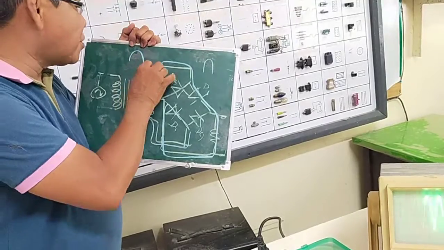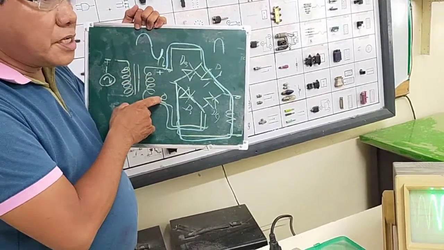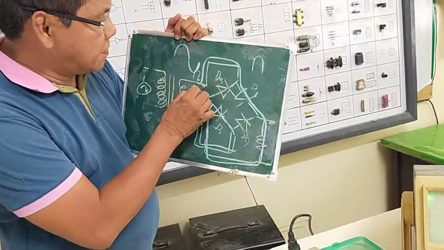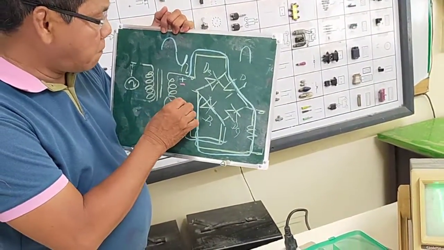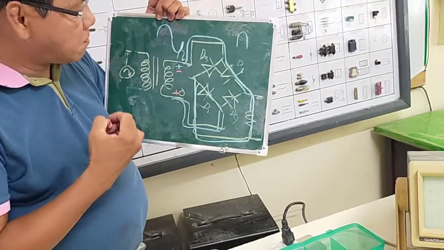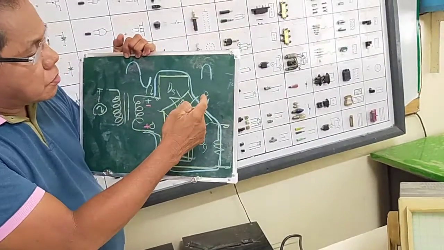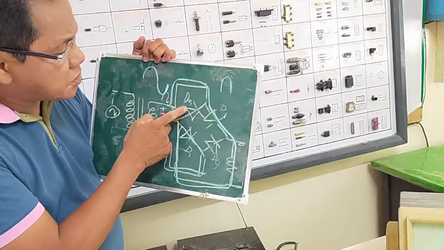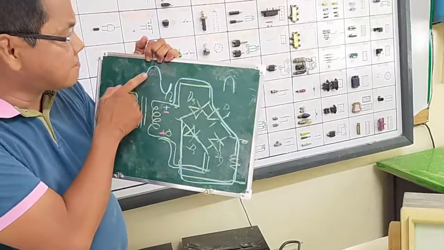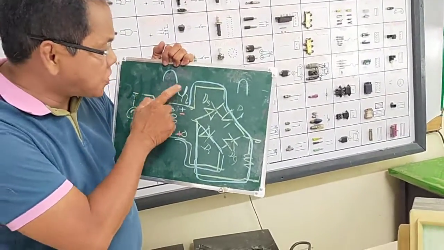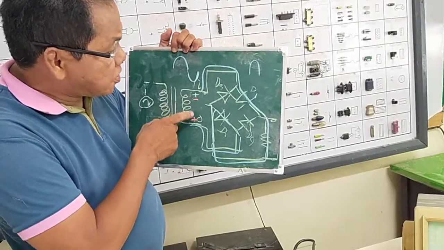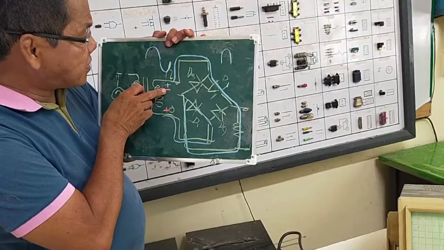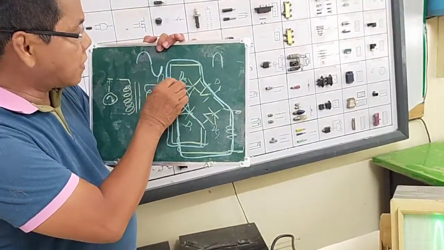But in the next half cycle, the polarity changes from positive to negative, and the negative here goes to positive. So, among the four, only D1 and D2 are conducting, whereas D3 and D4 are not conducting during the first half cycle. But in the second half cycle, which is negative going, the polarity changes. So, the flow of the current goes like this. It always starts at the negative side. So, it goes like this.